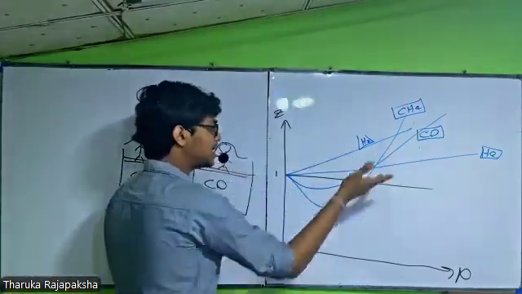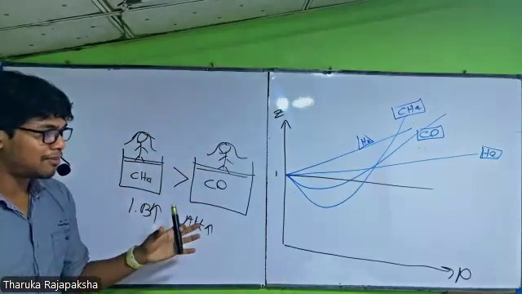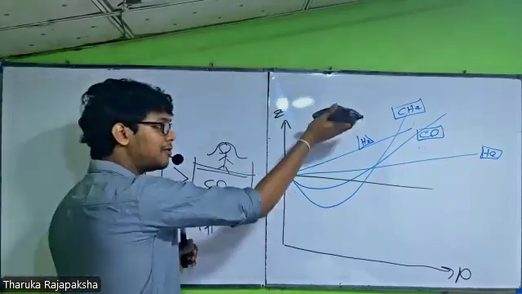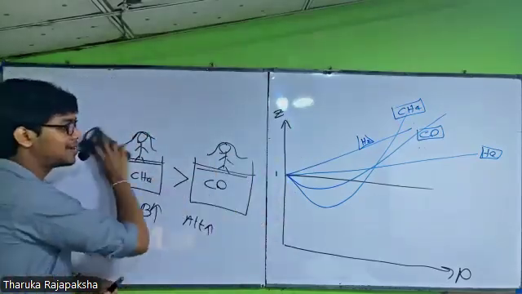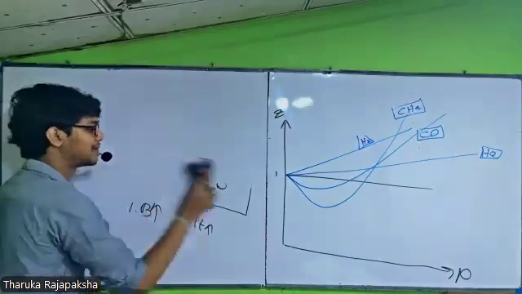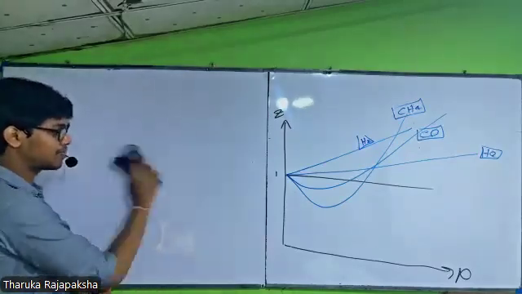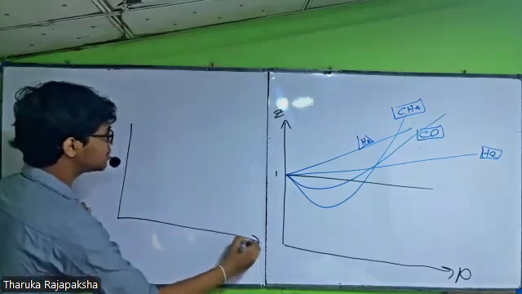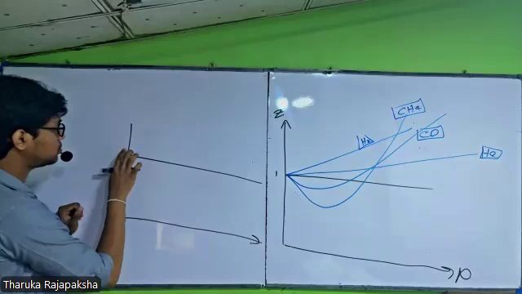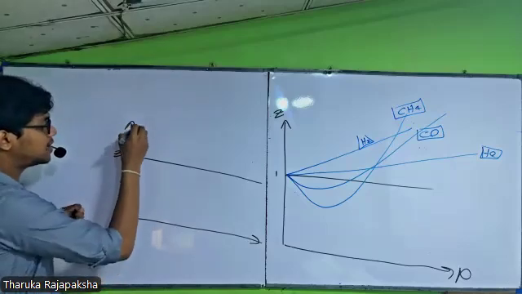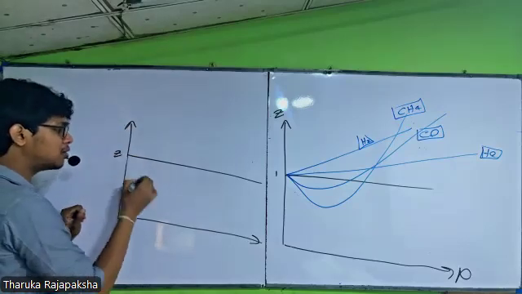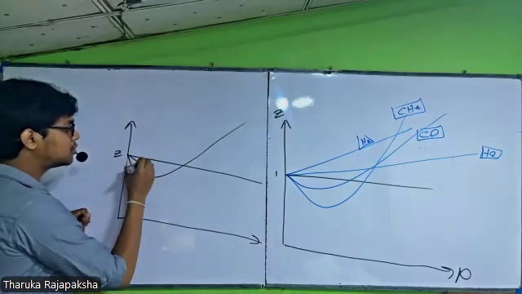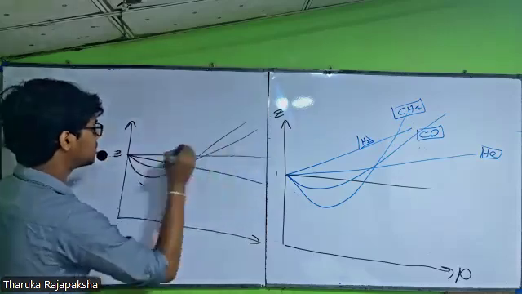Then what about helium and hydrogen? Don't think helium is always on the top. This is at room temperature. If we reduce the temperature, helium would go below sometimes. Helium would go like this, sometimes like this, sometimes like this.